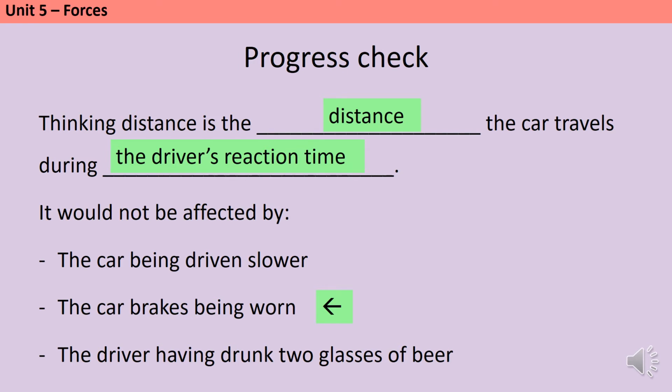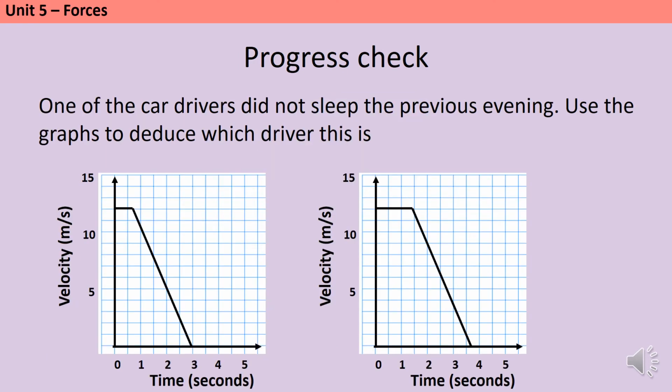Here are 2 velocity time graphs representing the journeys taken by 2 drivers, one of whom did not get enough sleep last night. Pause the video and write down which graph belongs to the driver who didn't sleep and how you know.